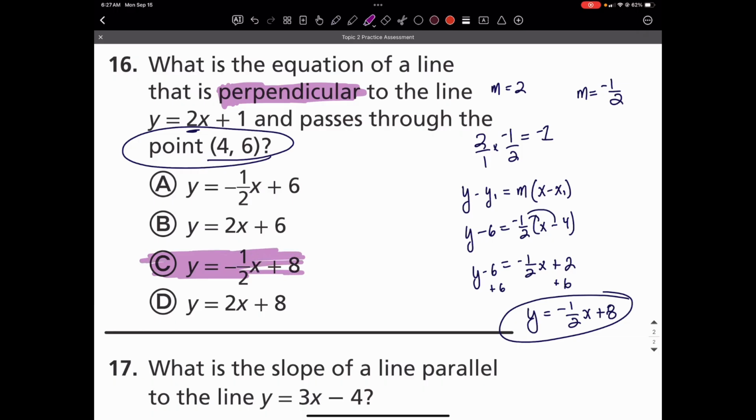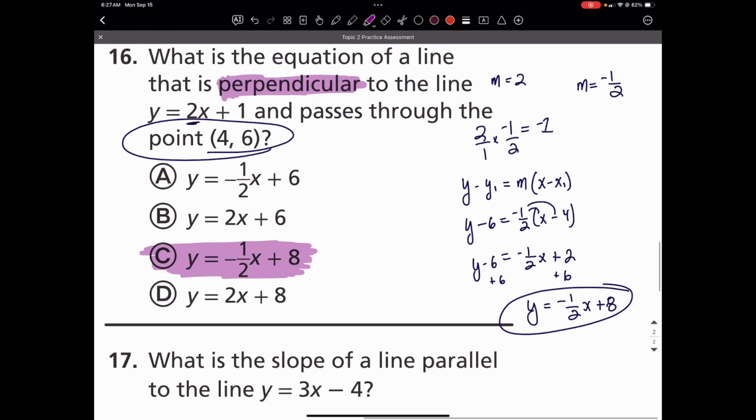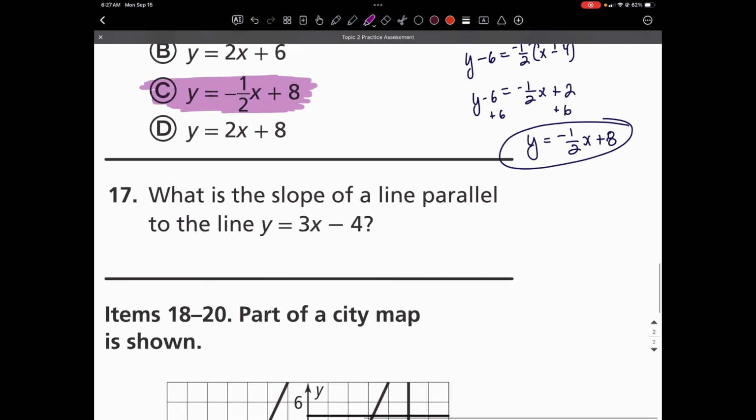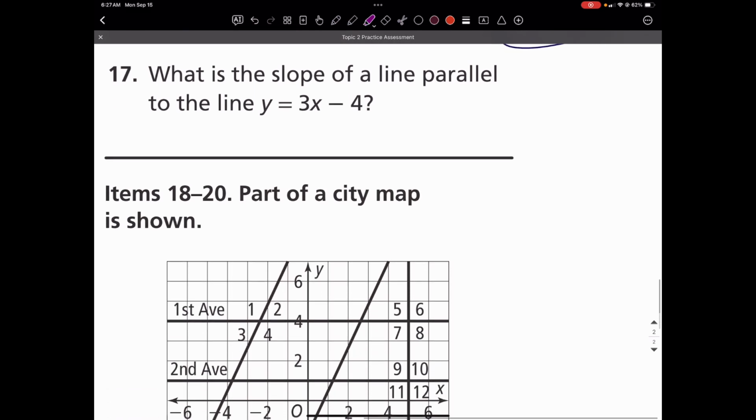And if you're not familiar with these forms of lines, things that you learned in Algebra 1, I have videos on forms of lines and how to write them. So you should go find that video or ask me in class and I'll point you in the right direction.